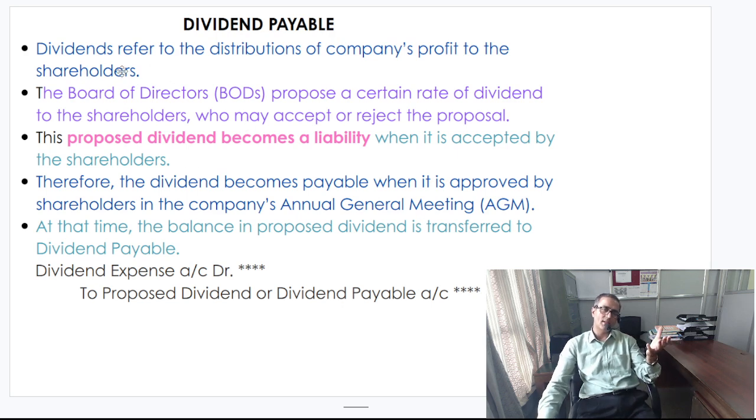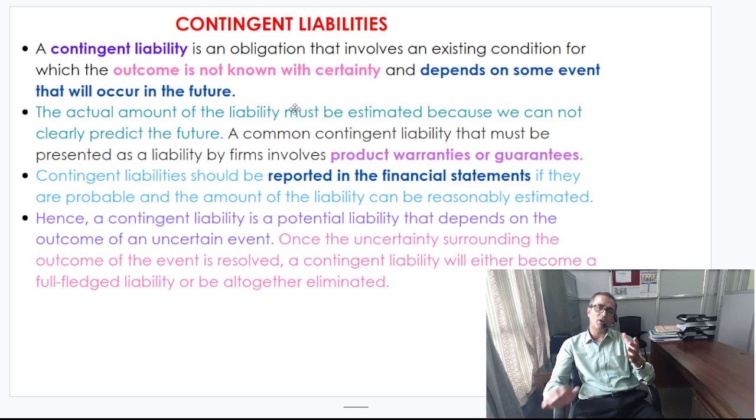A dividend is a portion of the profit to be distributed to the shareholders, and the board of directors proposes a certain rate of dividend, but that must be approved in the annual general meeting. This is called the proposed dividend case. It has not been paid, so this is the dividend payable. What would be your journal entry? Based on the accrual accounting system, the dividend expenses account is debited to proposed dividend, or you can say the dividend payable account, friends.